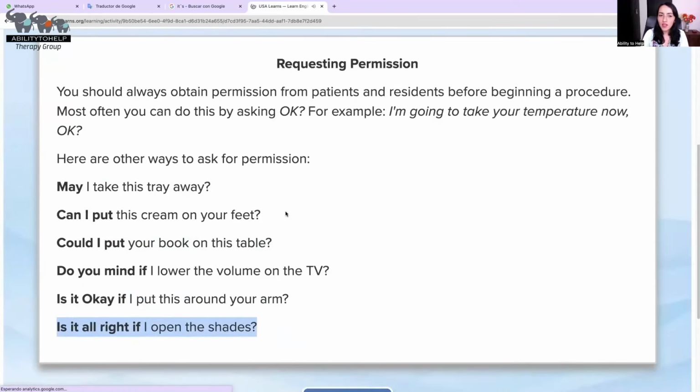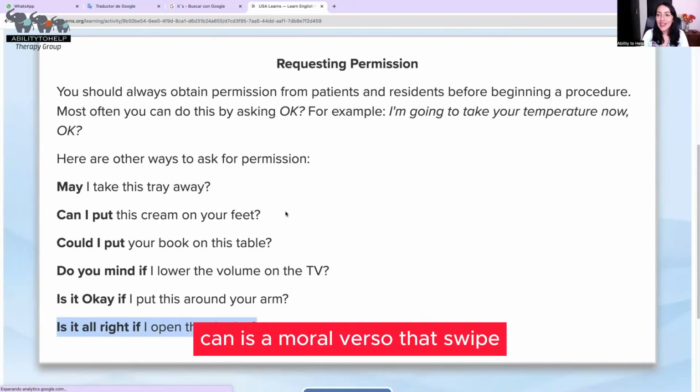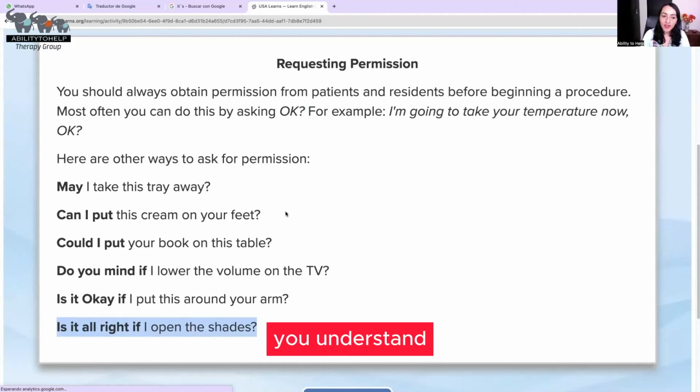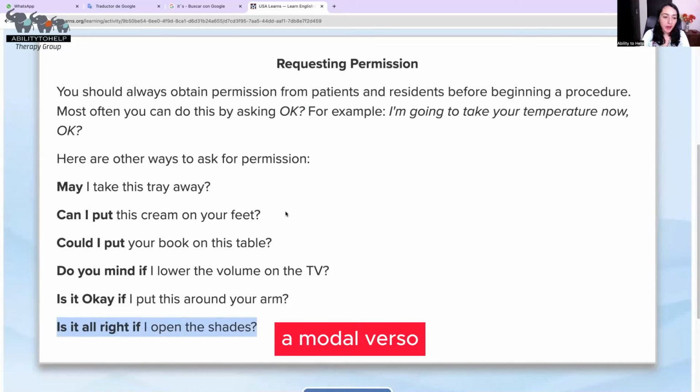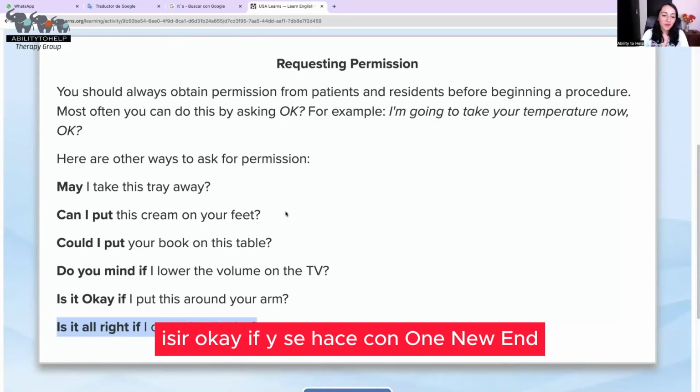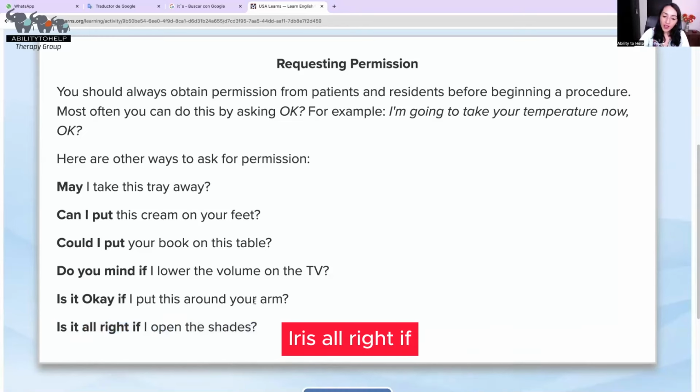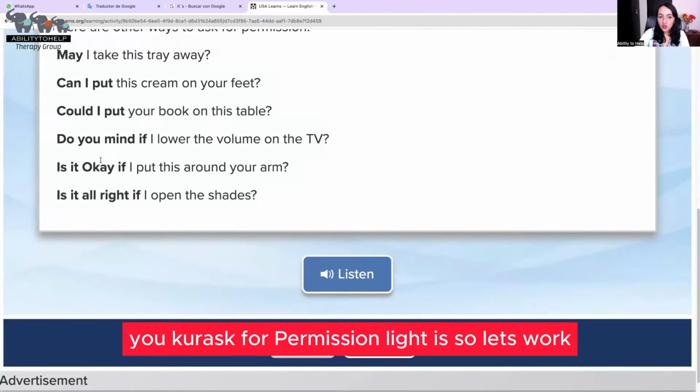Okay, we have different ways to ask for permission. May is a modal verb, so we understand it. May I take this tray away? Can is a modal verb, so that's why you understand it. Can I put this cream on your feet? Could is also a modal verb. So, could I put your book on this table? Simple. Do you mind if, this one is new. So if you want to ask for permission, you could ask, do you mind if I lower the volume on the TV? Is it okay if, it's a second new one. And is it all right if, you could ask for permission like this.